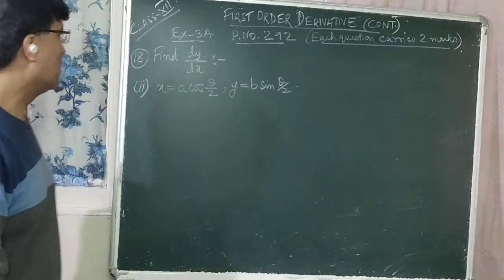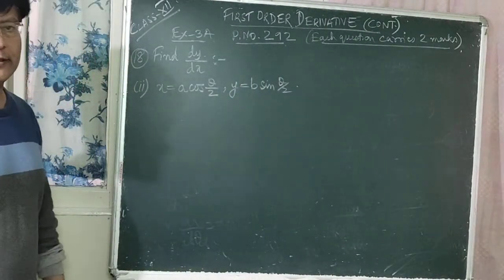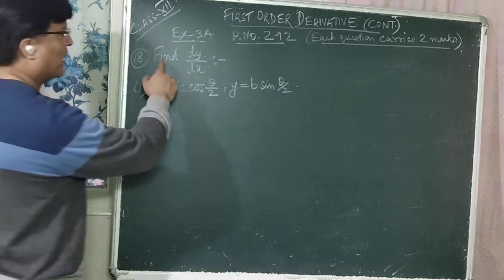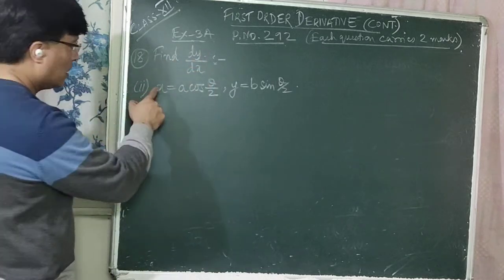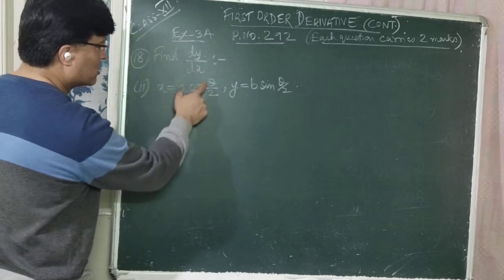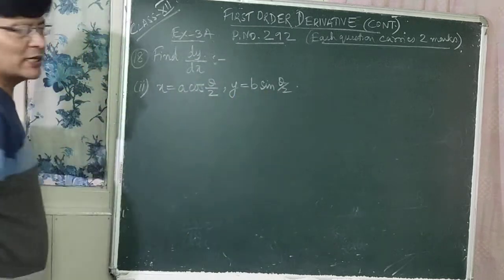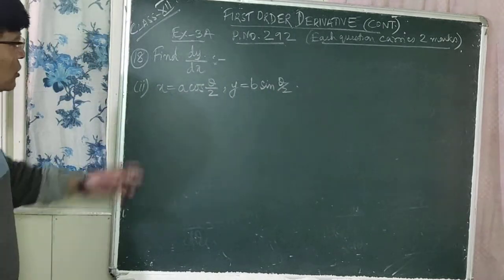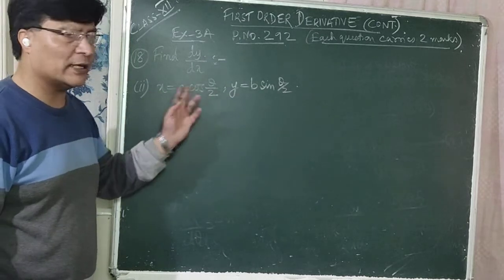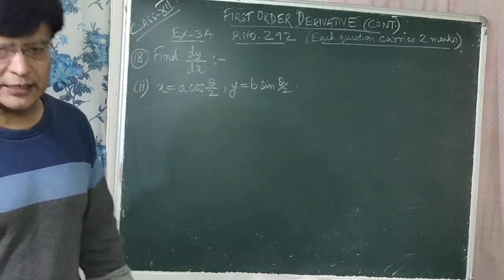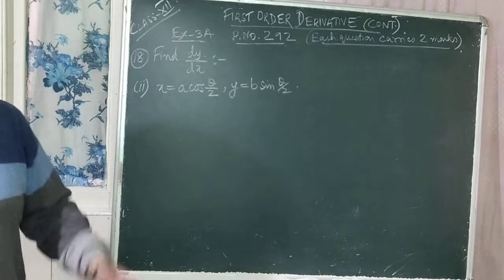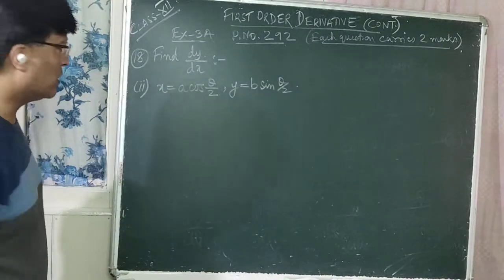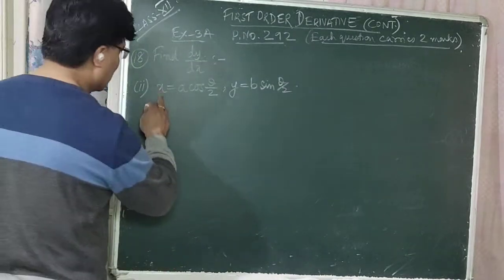So now we'll do the next question, that is 18 number 2. Here also find dy by dx. Number 2, x is equal to a cos theta by 2, comma y is equal to b sin theta by 2. Here also the two variables x and y are expressed in terms of a third variable theta. So here theta is a parameter, so this is also a parametric equation.